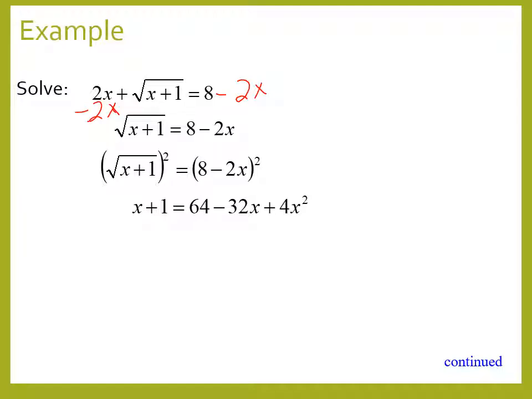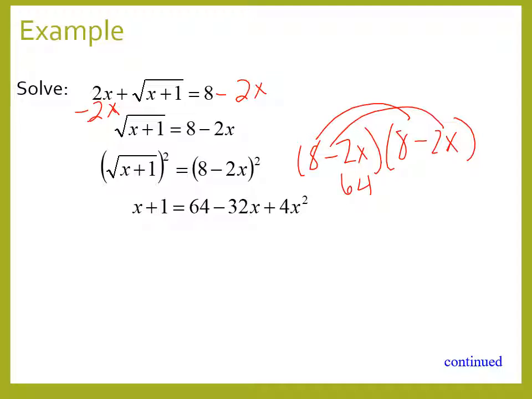If you do not want to remember the property, or you get frustrated with remembering the property, you can always just FOIL. So we can always do 8 minus 2x times 8 minus 2x. And I'm going to get 8 times 8 is 64. 8 times negative 2x is negative 16x. Negative 2x times 8 is negative 16x. And negative 2x times negative 2x is plus 4x squared. Notice all I did was combine my middle two terms.